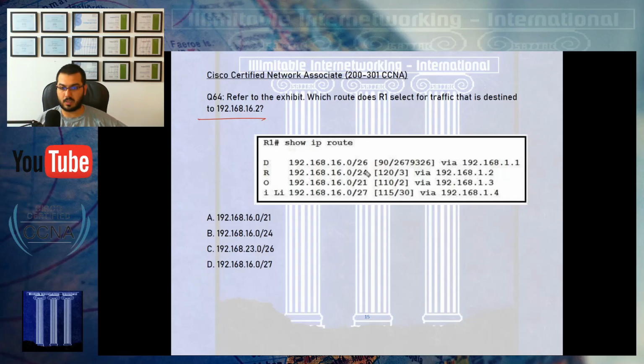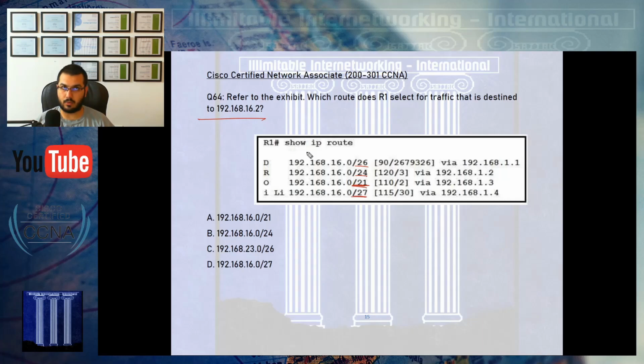So the smaller subnet mask is better. This is a very big subnet mask. Actually, this is a very big network, a smaller number, but it's a very big network. This is smaller, and even smaller. But this one is using I. Oh, this is ISIS.